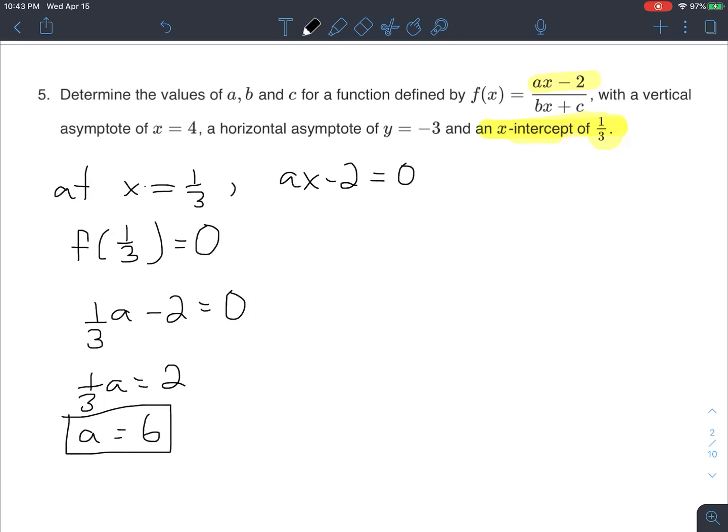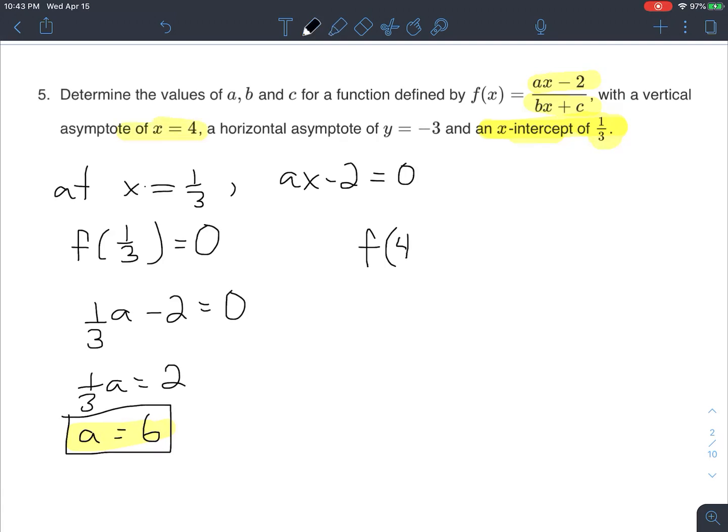That'll help us. Alright, now the next thing I'm looking at is the bottom. When the bottom is 0, that's when we're going to have ourselves a vertical asymptote. Again, as long as the top and bottom aren't both 0. So we're going to have to be mindful of that, and check that out at the end. Alright, so where's our vertical asymptote? Vertical asymptote has to happen at x equals 4.